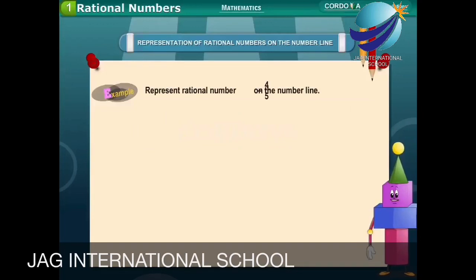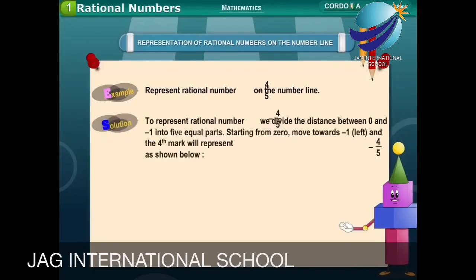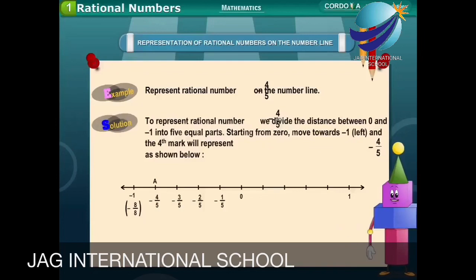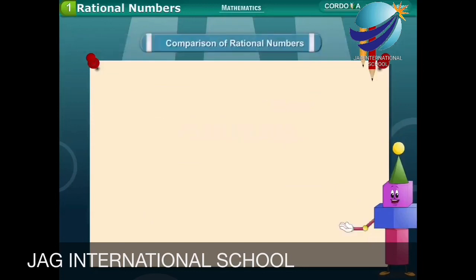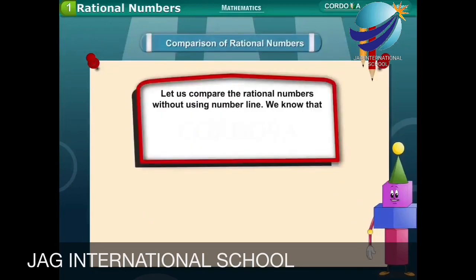Example: Represent rational number minus 4 upon 5 on the number line. Solution: to represent rational number minus 4 upon 5, we divide the distance between 0 and minus 1 into 5 equal parts. Starting from 0, move towards minus 1, to the left, and the fourth mark will represent minus 4 upon 5, as shown below.